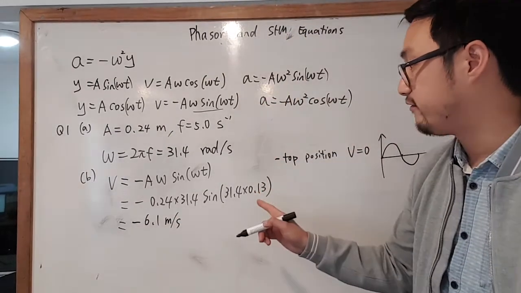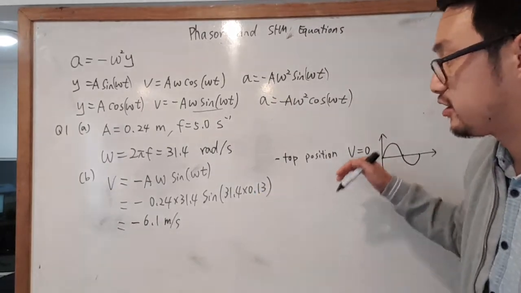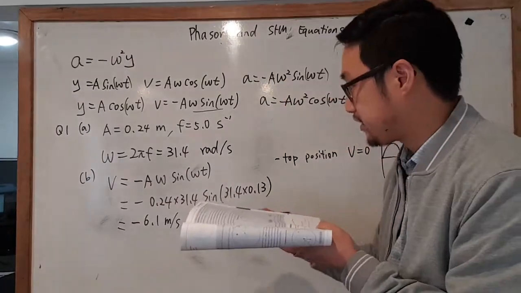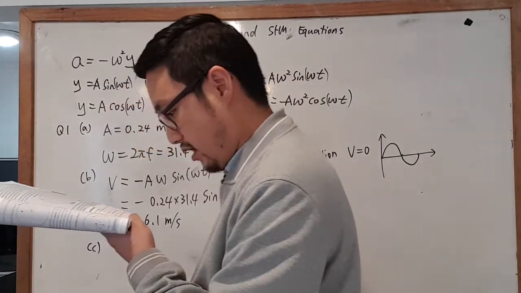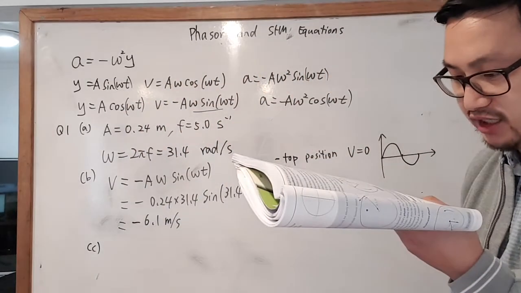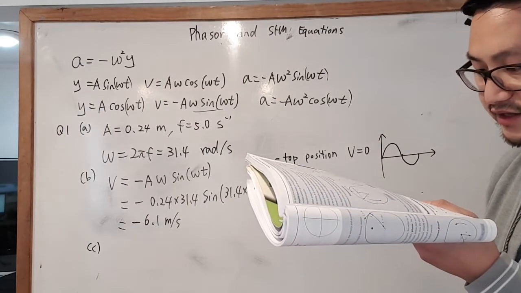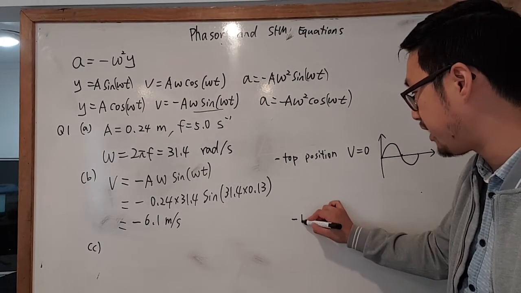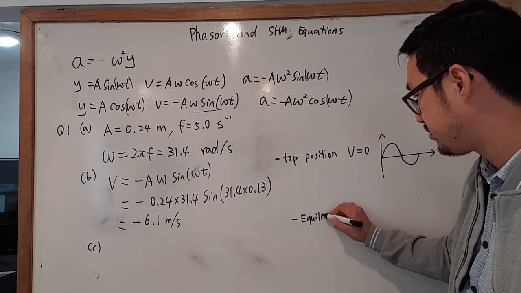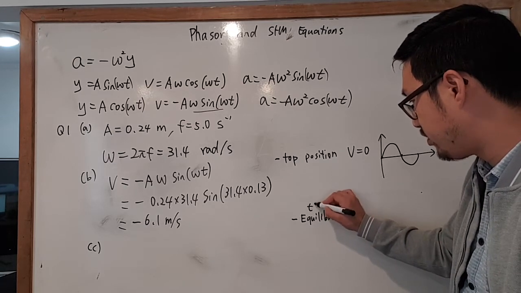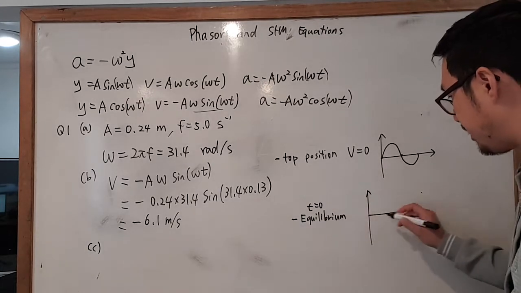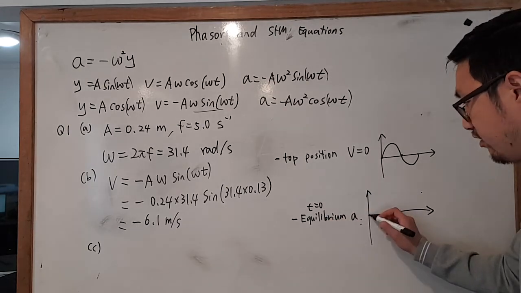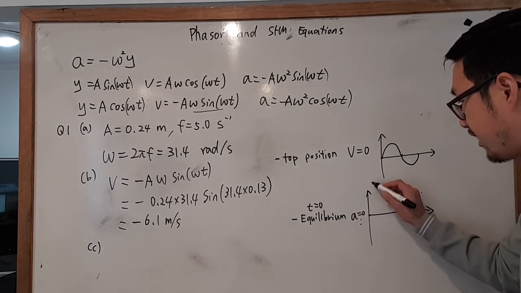If it's negative 6.1, it means it's going downwards, right? Going downwards, yeah. Okay, question C: if the timing starts at equilibrium position, calculate the size of acceleration 0.13 seconds after timing starts. So timing now starts at equilibrium. We're talking about acceleration. At equilibrium, there's no acceleration. So when timing is 0, acceleration actually equals 0.